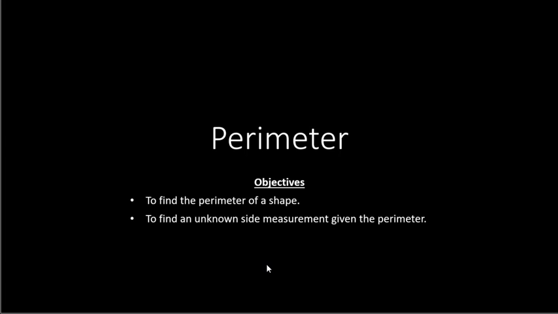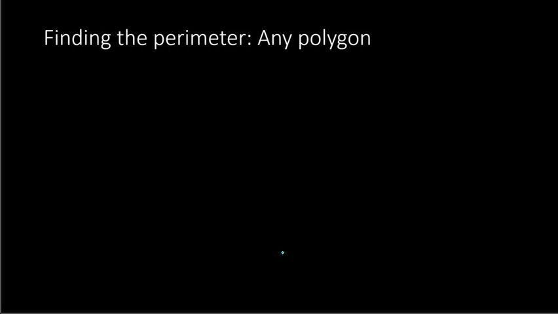In this video, you will learn to find the perimeter of a shape, and you'll also learn to find an unknown side measurement given the perimeter. So first off, we need to understand what the word perimeter means. So perimeter, by definition, is the distance around a polygon.